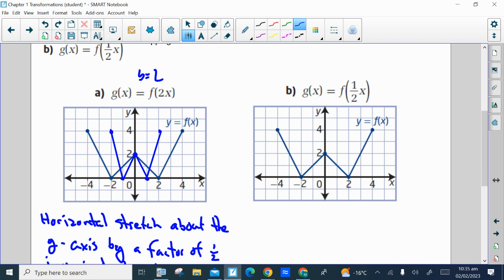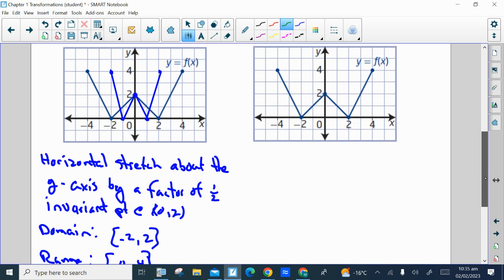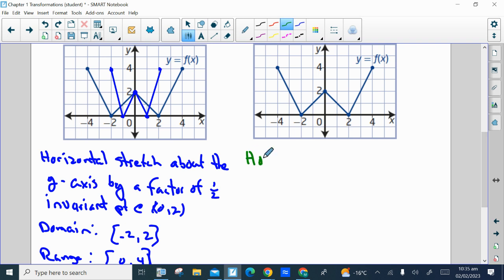So for question B, we have a b value of a half. And so that causes a horizontal stretch, but we need to remember that the stretch factor is the reciprocal of b. And the reciprocal of 1/2 is 2. We're going to have a horizontal stretch by a factor of 2. And again, the horizontal stretch is about the y-axis.